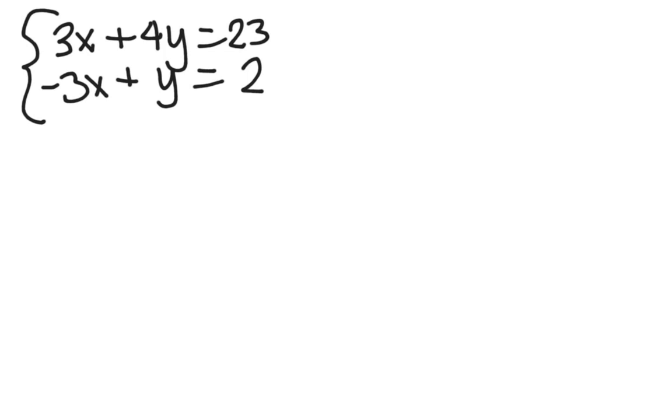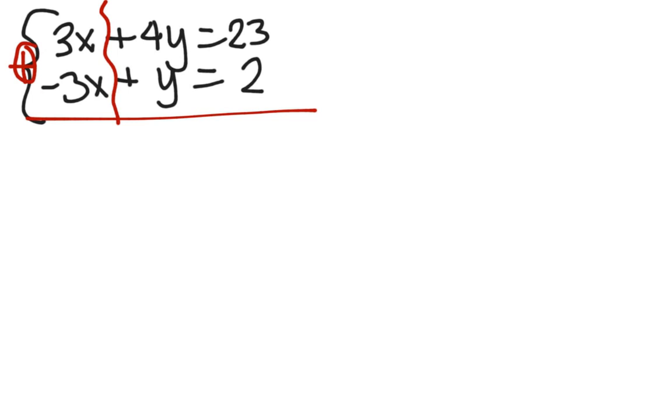In this case, I can add the two equations together and eliminate the x's because I have opposite numbers in front of x. I have a positive 3 and a negative 3. So I'm going to add the two equations together. I want to kind of visualize that there are three parts. There's an x part, there's a y part, and there's a numeric part.